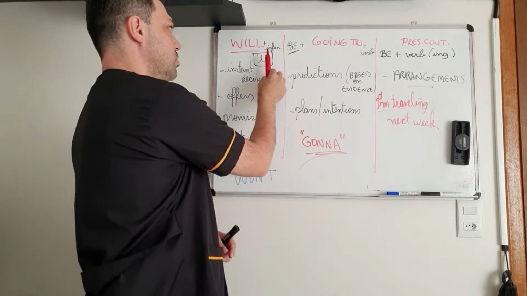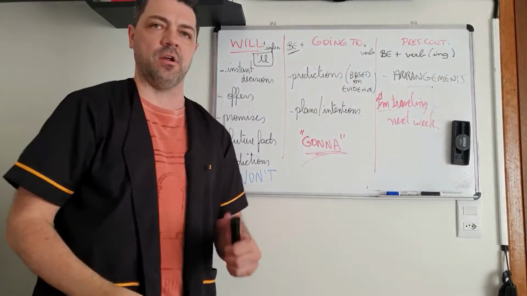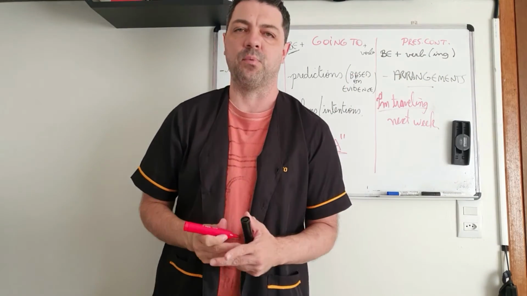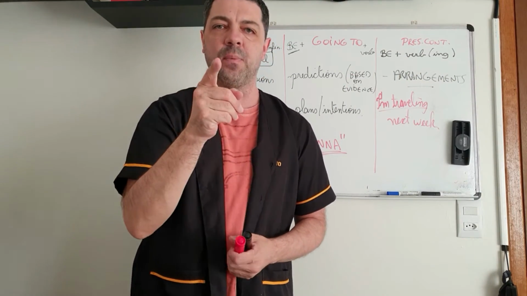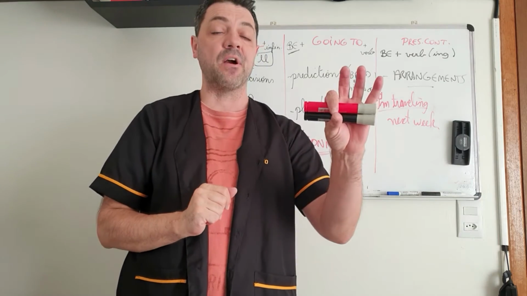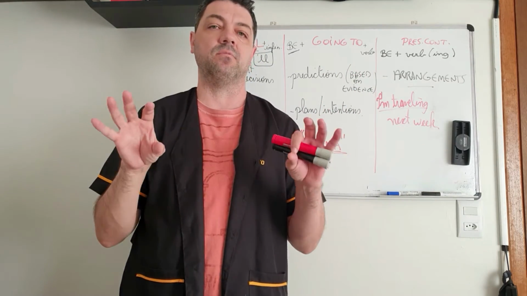That's it, guys. So we have the three kinds of future: will, going to, and present continuous. And I'll be right back with the present perfect and present perfect continuous.